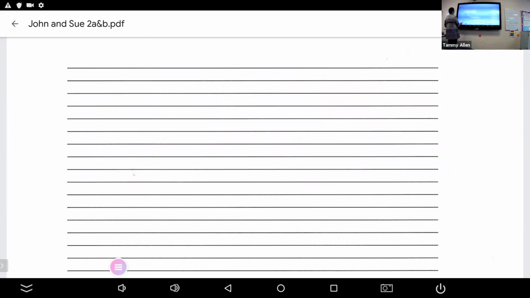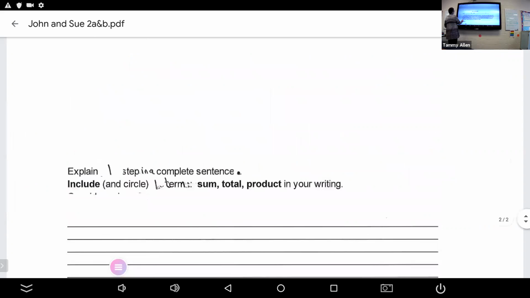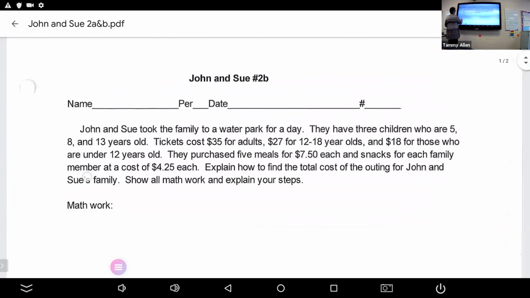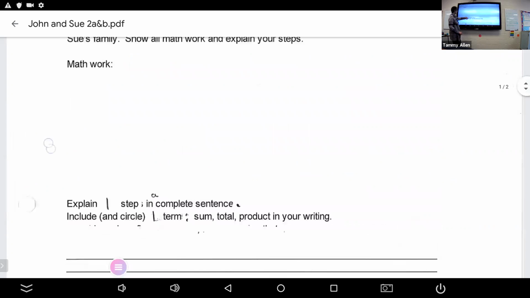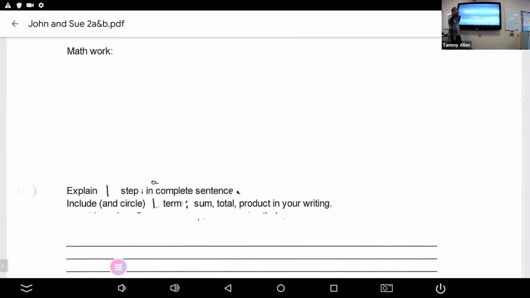All right. So let's take a look at your side. You're going to the water part. Read carefully. And you're going to have to use sum, total, and product in your writing. You may pick out one part, but you've got to use all three of those vocab words correctly. Make sure you circle your vocab. Questions?